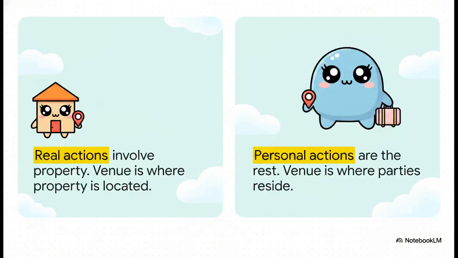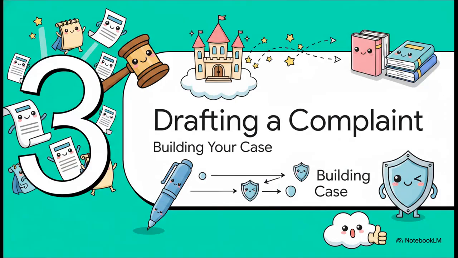Now, when an examiner asks you about venue, the rules elegantly simplify into one fundamental question. Is this a real action or a personal action? That's it. If it involves the title or possession of real property, it's a real action, and your venue is wherever that property is physically located. If it's literally anything else, it's a personal action, and venue is simply where the plaintiff or defendant resides. Easy, right?